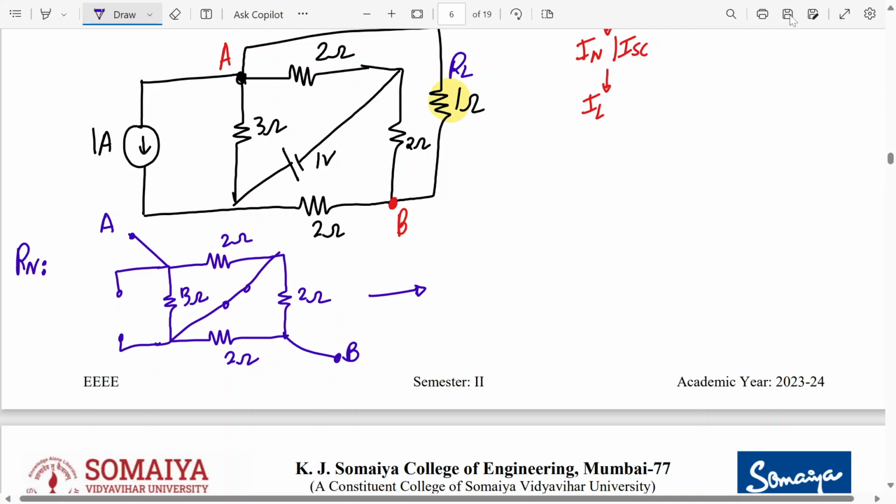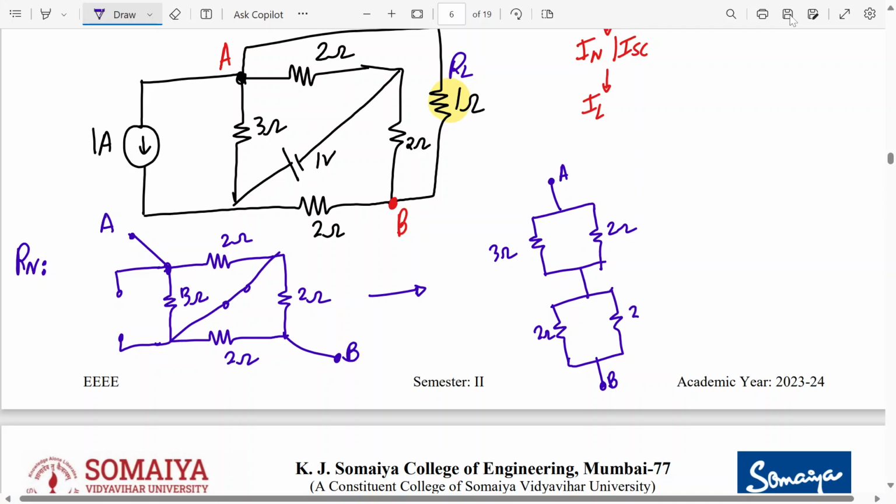Now, we have seen this earlier. Can I say this 3 ohm and 2 ohm are in parallel? Yes or no? Because both the points are same, right? So let me redraw this in a way you will understand. This is 3 ohm, 2 ohm, and there is a short over there, right? And then there is again 2 ohm, 2 ohm, and again you have B. Can you now say these are in parallel, right? Yes or no? So what is 3 ohm parallel to 2? 2 ohm parallel to 2, I know the answer, 1 ohm.